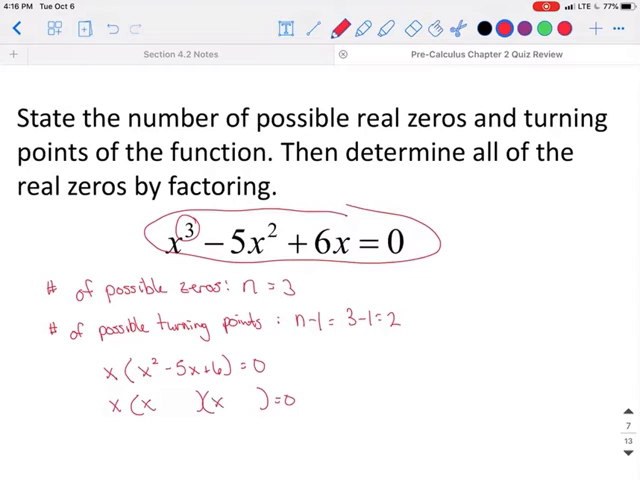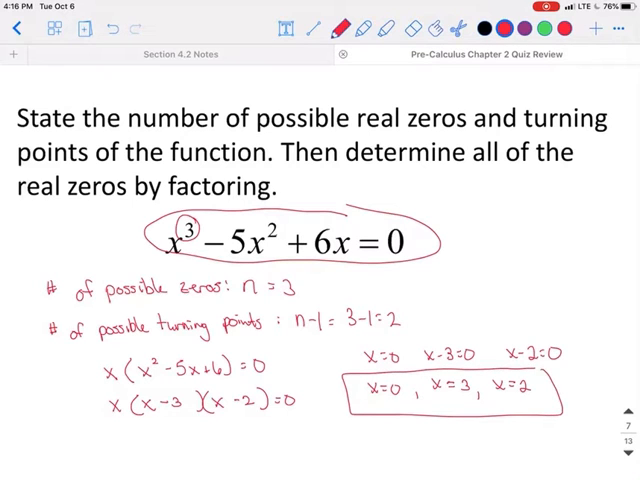What multiplies to get x squared is x and x. What multiplies to get a positive 6 and adds to get a negative 5 is negative 3 and negative 2. So we know x is equal to 0, x minus 3 is equal to 0, and x minus 2 is equal to 0. Or x equals 0, x equals 3, and x equals 2. Make sure to check for multiplicity when you are writing your answer.